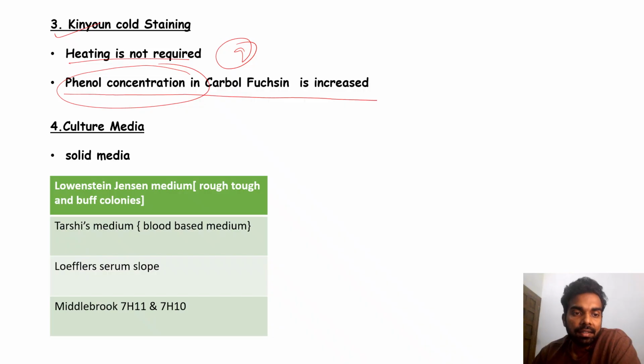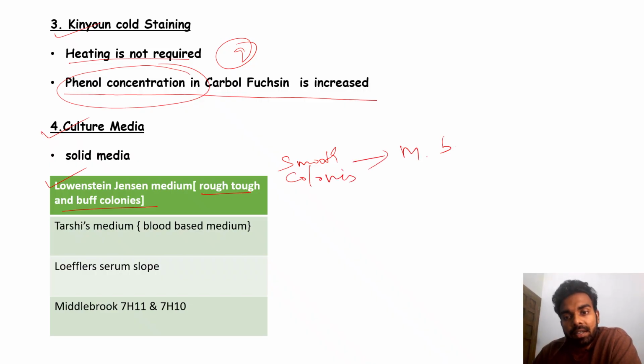Now the culture media, what kind of media are used? We can use solid media or we can use liquid media. What all solid media are we using? We can use LJ medium, Lowenstein-Jensen medium, which is very important. And what kind of colonies do they show? It can show rough, tough and buff colonies. Smooth colonies in LJ medium are seen in Mycobacterium bovis.